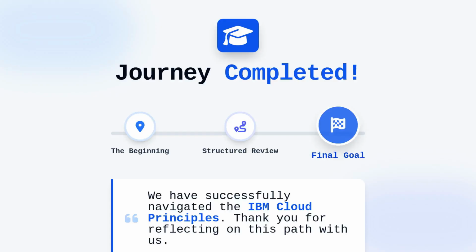Welcome to the final segment of our preparation journey, where we reflect on the path we have traversed together. We have reached the conclusion of this course, marking the end of our structured review of IBM Cloud principles.